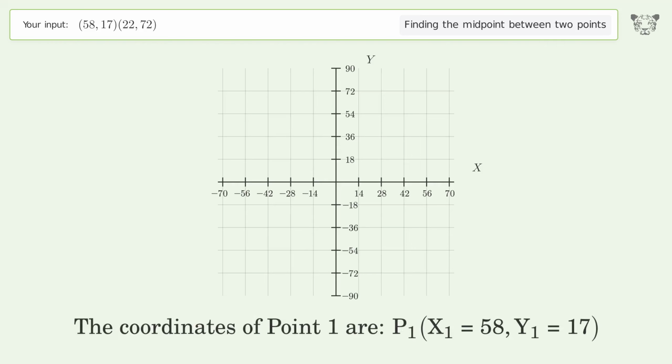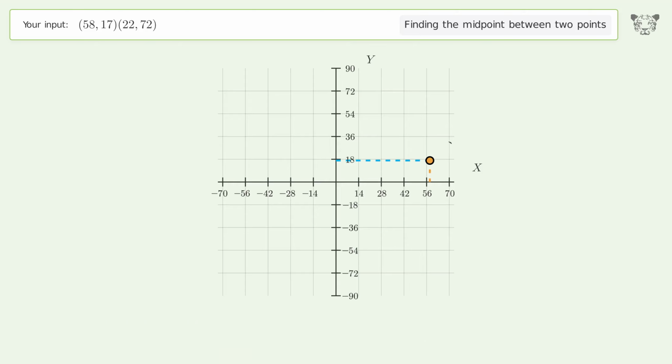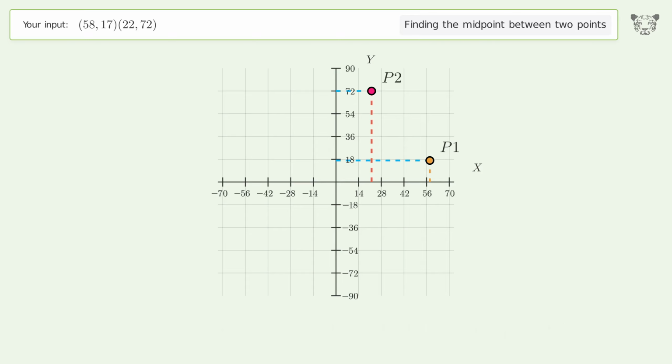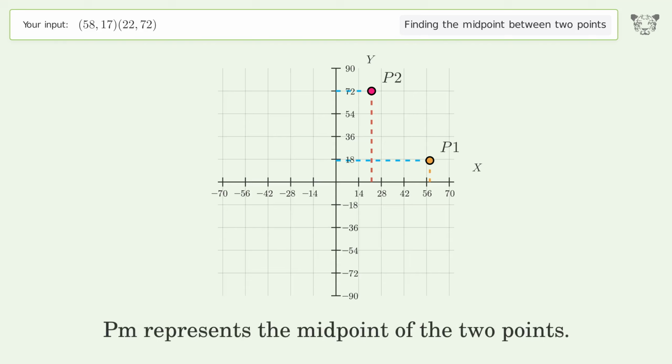The coordinates of point 1 are, x1 equals 58, y1 equals 17. The coordinates of point 2 are, x2 equals 22, y2 equals 72. PM represents the midpoint of the 2 points.